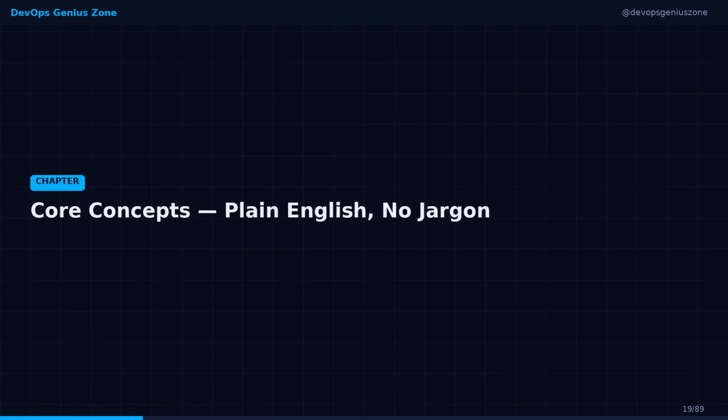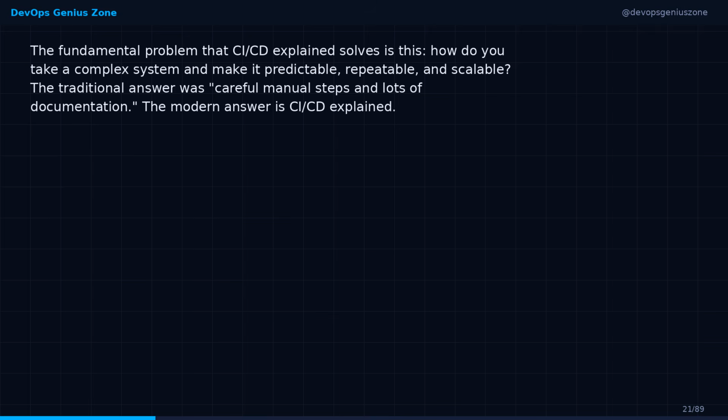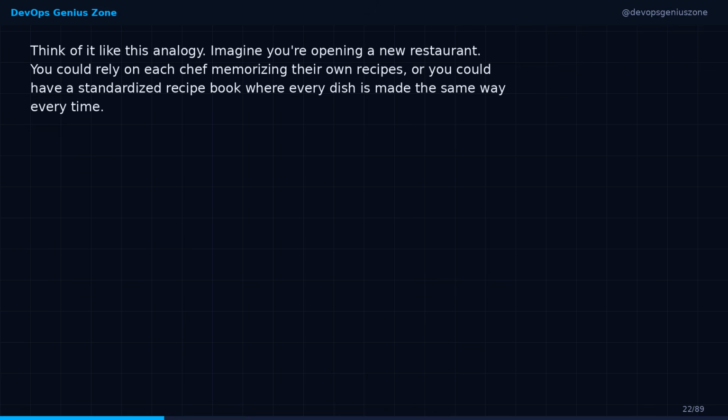Let's break down how CI/CD explained actually works, from first principles. Forget the documentation for a minute. I want to give you the mental model that makes everything else click. The fundamental problem that CI/CD explained solves is this: how do you take a complex system and make it predictable, repeatable, and scalable? The traditional answer was careful manual steps and lots of documentation. The modern answer is CI/CD explained.